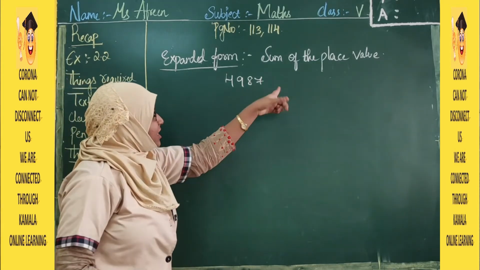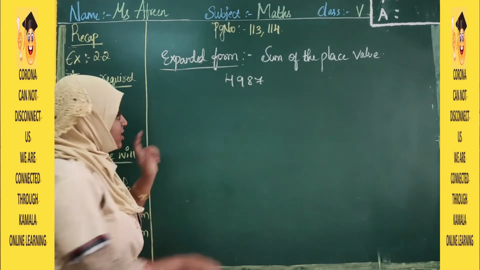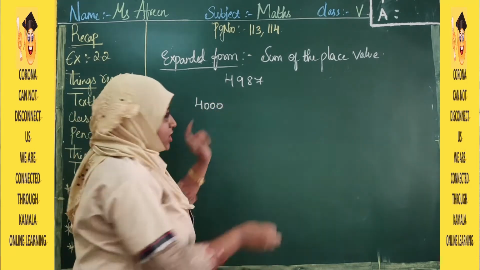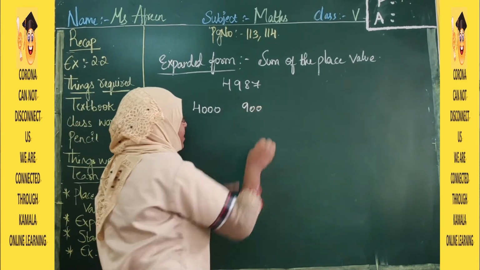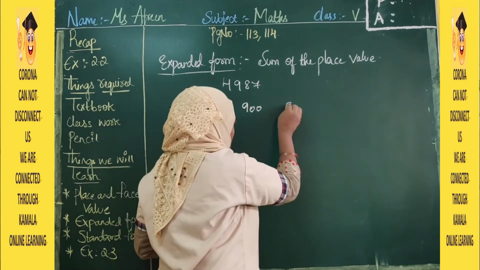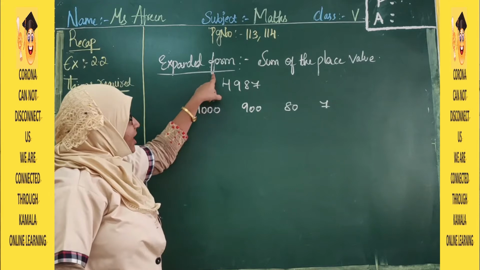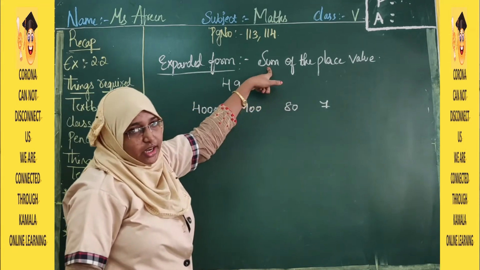Right? We know the place value of 4 in this number is 4000. Place value of 9 was 900. Place value of 8 is 80. Place value of 7 is 7. Now what are we doing in expanded form? Sum. Sum is nothing but addition.